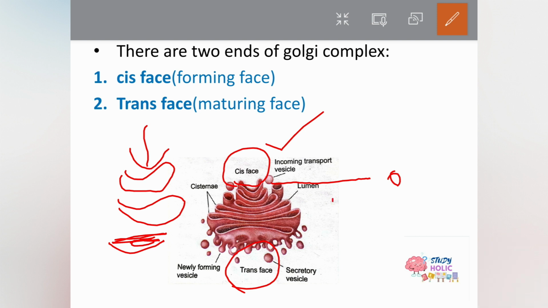And if we look to the trans phase over here, here the cisternae break up into the vesicles again, and this trans phase is concave in shape. So that was the discussion about the structure of the Golgi complex. Now let's move on to the functions of Golgi complex.